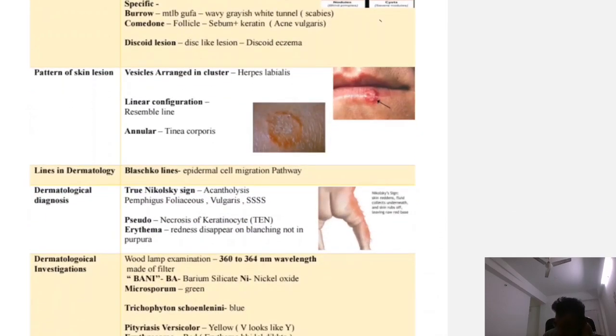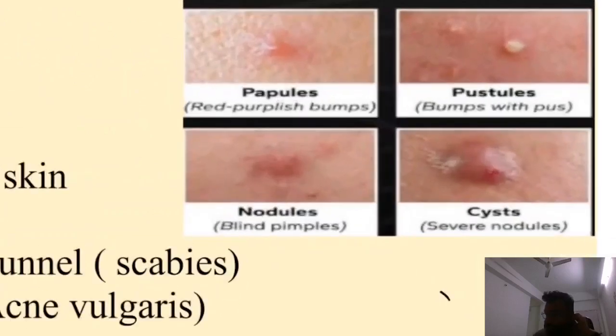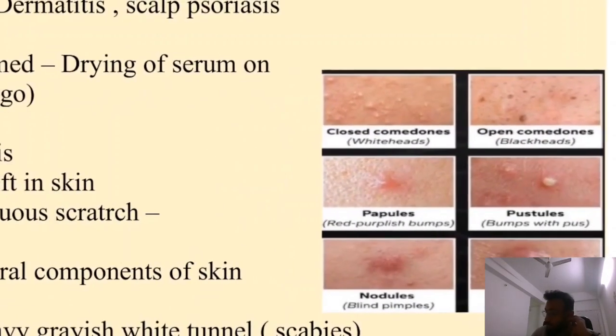Okay. Now we have understood. You can see these structures. So this is papule. You can see a solid lesion.